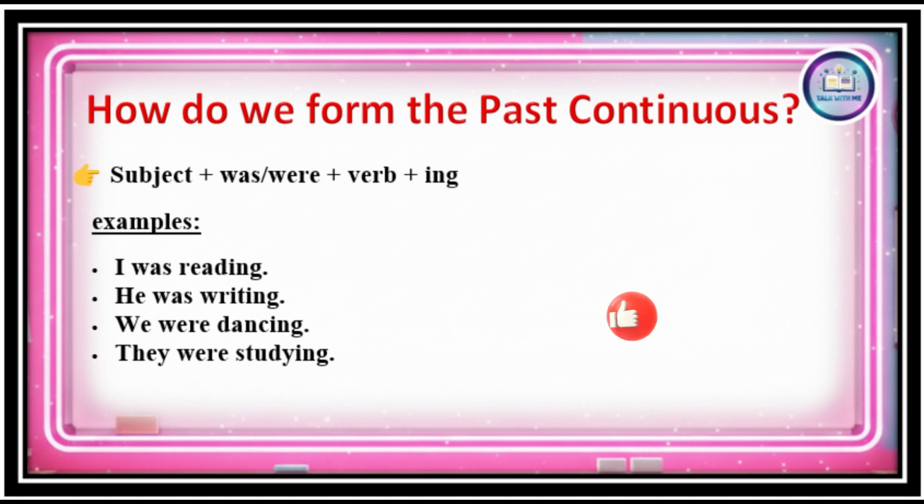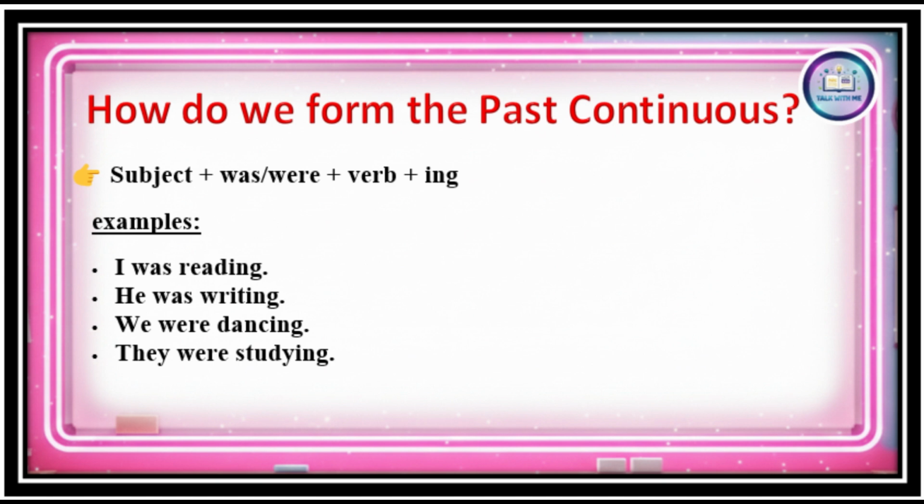Students, remember this. Past continuous equals was or were plus verb add ing. Action was happening, but in the past. Let's repeat. Happening in the past. Does it make sense? Okay, good.